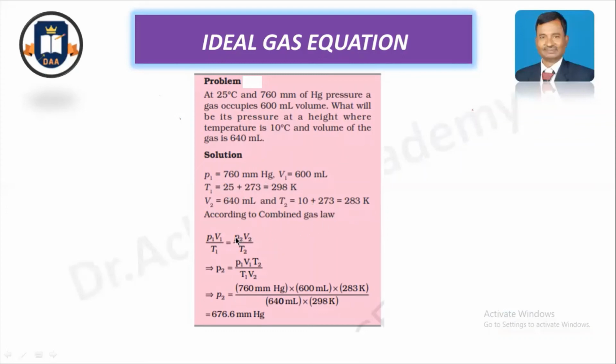So what is unknown there? Unknown is the P2. So P2 is equal to P1V1T2 by T1V2. This is a simple mathematical calculation, and you put in all the values on the right side, and after that you will get P2 as 676.6 millimeter of mercury, and this is your answer to this mathematical problem by using this simple equation, P1V1 by T1 is equal to P2V2 by T2. We have to remember this.